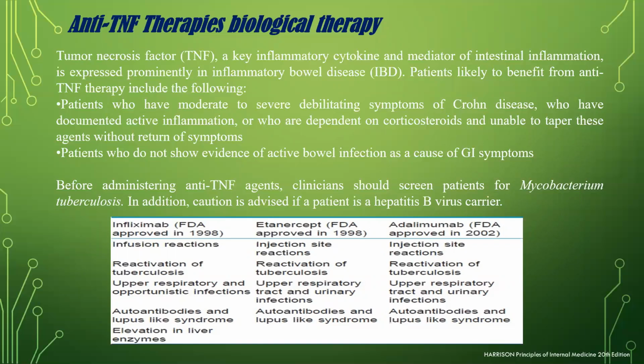hepatitis B virus carrier. As tumor necrosis factor is a pro-inflammatory cytokine, blockage of this factor can lead to reactivation of tuberculosis, decreased phagocytosis, a high risk of different infectious diseases, including respiratory and urinary infections, and appearance of autoimmune antibodies and lupus-like syndrome, plus elevation in liver enzymes.